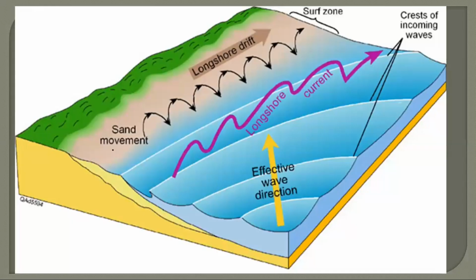Here you can see another example, another illustration. This is the coastal area, and here we have the water body, and you can see the movement of sand is like this, a result of swash and backwash. And the current that is responsible for the movement is called the longshore current, and this is the direction of waves.